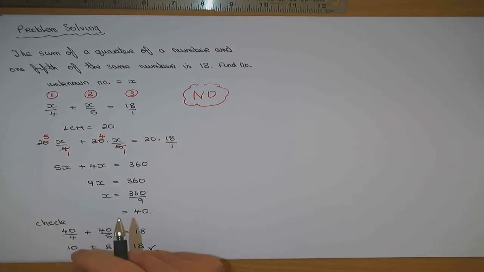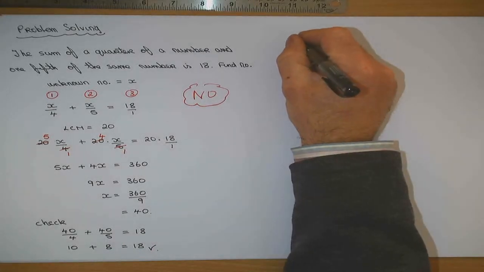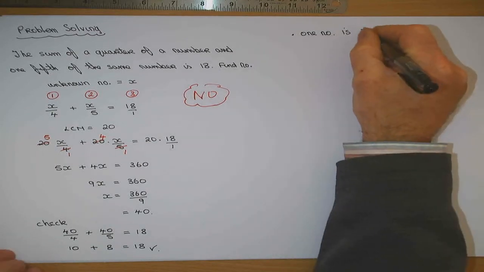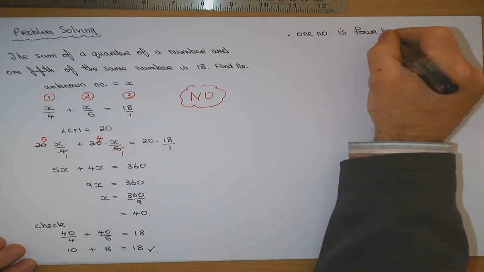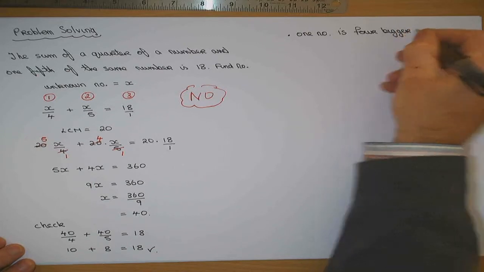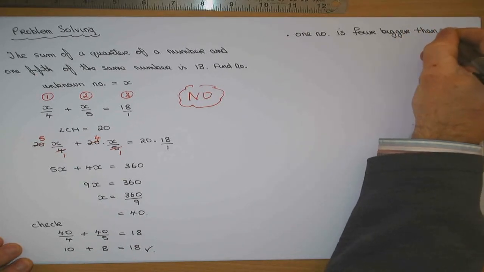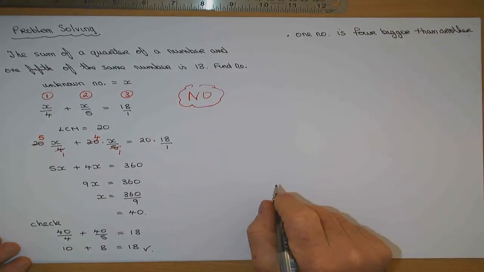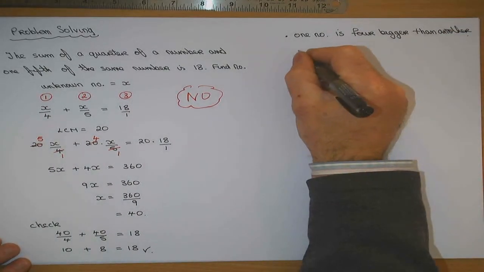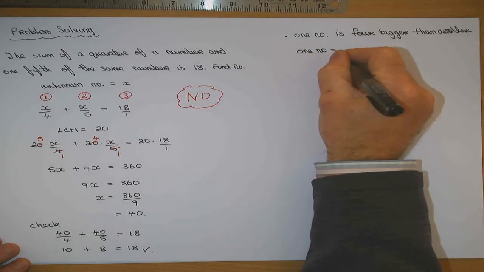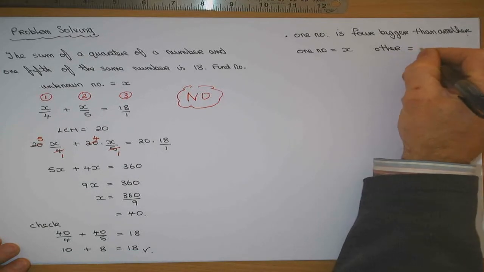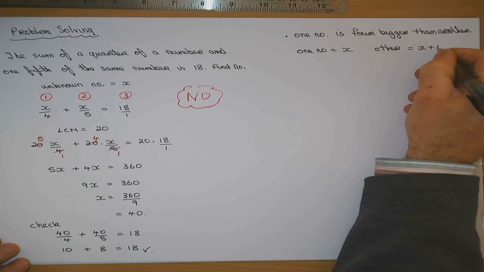Right. Let's do another one. One number is 4 bigger than another number. Right. So what do we call one number? X. So therefore, what's the other? Is equal to x plus 4.